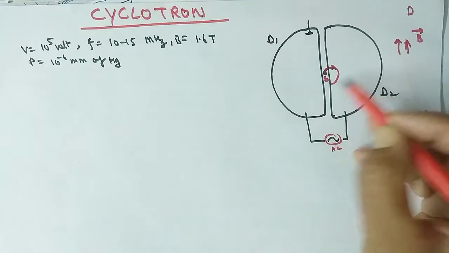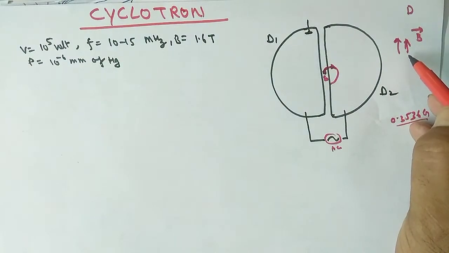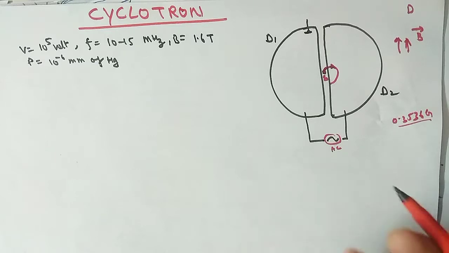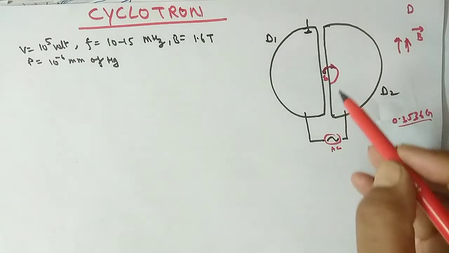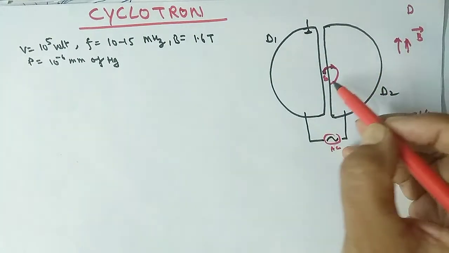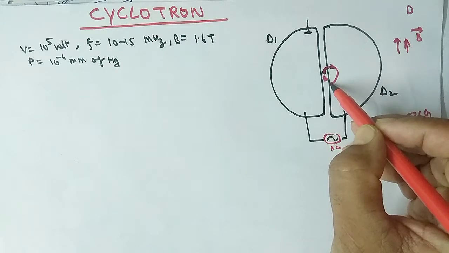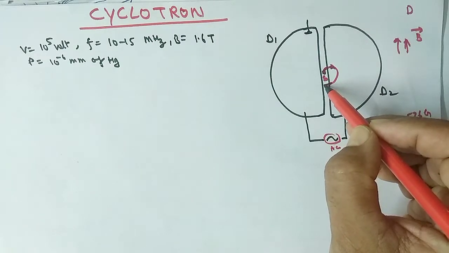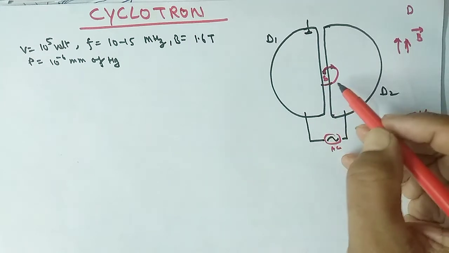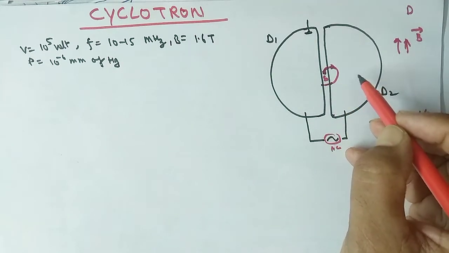circular path. Why? Because the magnetic field is perpendicular, and in the previous video we discussed that when a charged particle enters a magnetic field perpendicular to the direction of motion of the charged particle, then the charged particle starts moving on a circular path. So it covers a semicircular path, and when it comes towards the second D, that D is negative. It was positive earlier, na?